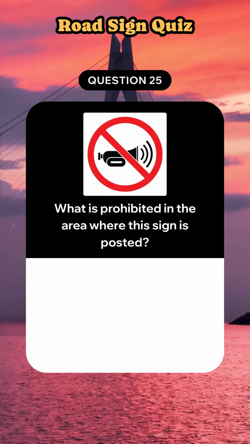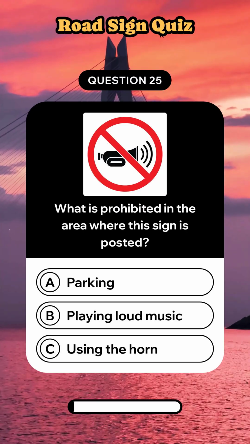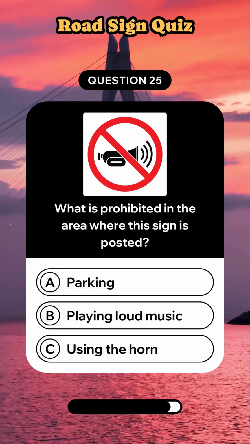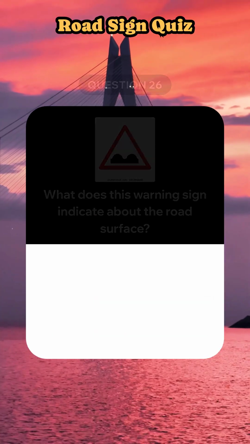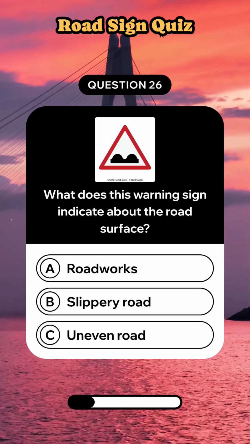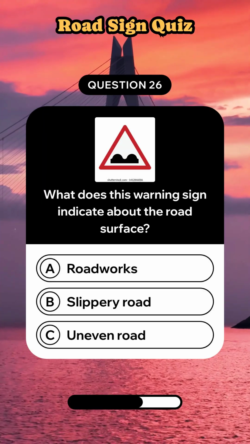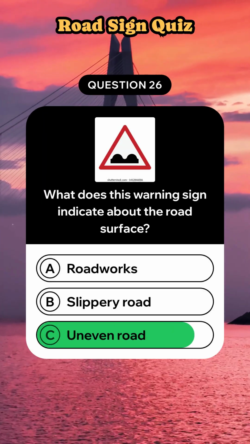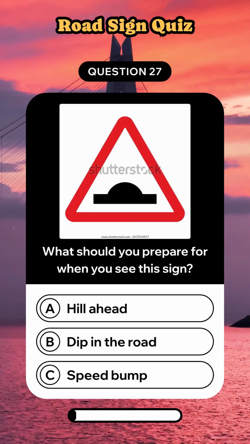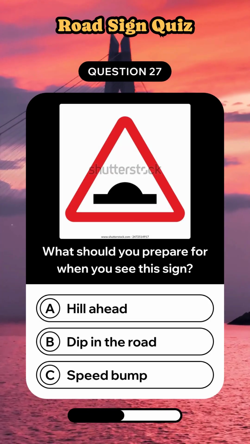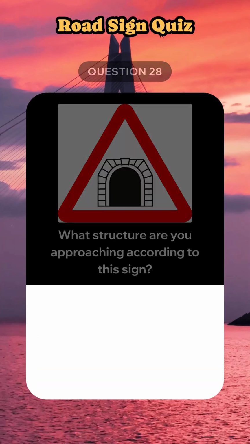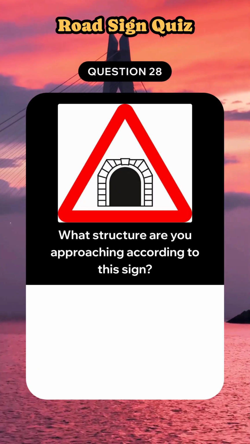What is prohibited in the area where this sign is posted? What does this warning sign indicate about the road surface? What should you prepare for when you see this sign? What structure are you approaching according to this sign?